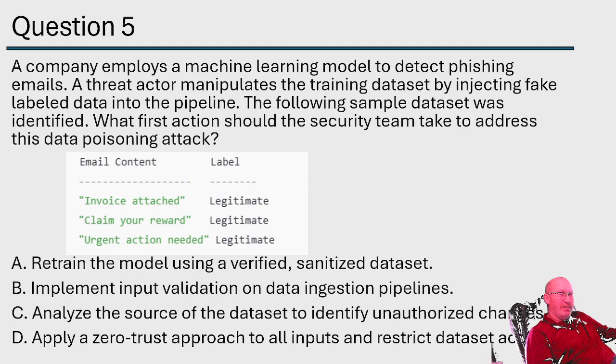Question number 5. A company employs a machine learning model to detect phishing emails. A threat actor manipulates the training data set by injecting fake labeled data into the pipeline. The following sample data set was identified. What first action should the security team take to address this data poisoning attack?